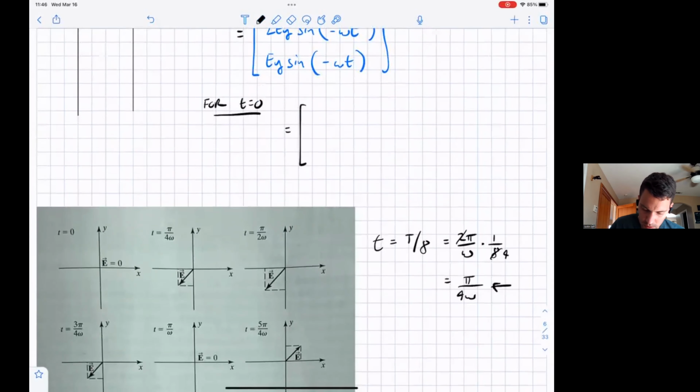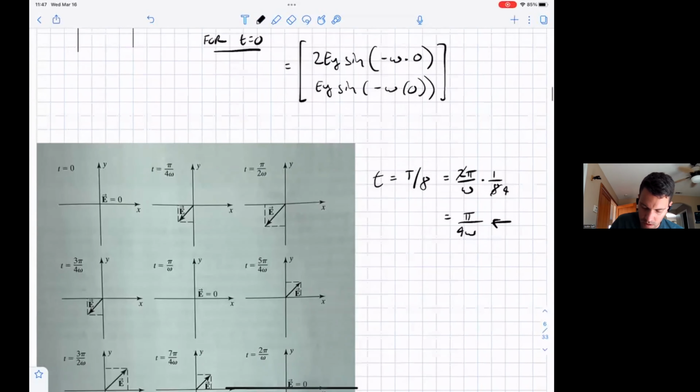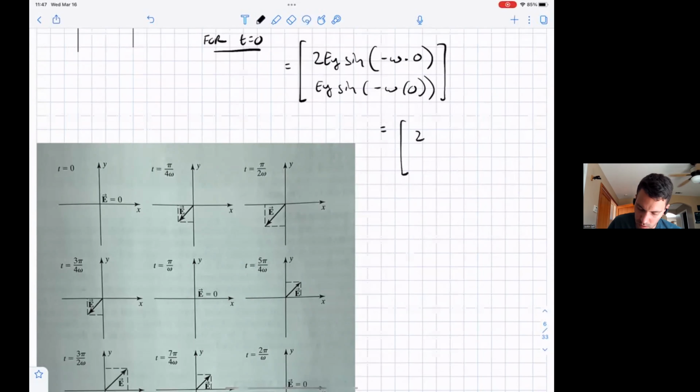For t equals 0, I'm going to rewrite my 2 Ey times the sine of negative omega times whatever t is, okay, 0. That's the top part. Ey times the sine of negative omega times 0 again. And I wrote it differently, but it's the same thing. Well, I'm going to go ahead and just write it right here. I'm going to get rid of this to make some more room for us. Simplify it. So 2 times Ey. Well, what's the sine of 0?